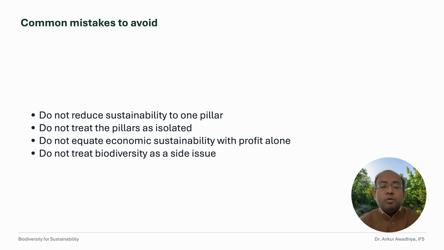There are also some common mistakes to avoid. We should not reduce sustainability to one pillar. We should not treat the pillars as isolated. We should not equate economic sustainability with profit alone. And we should not treat biodiversity as a side issue. Each of these mistakes leads to incomplete analysis. In real policy work, incomplete analysis often produces weak conclusions.